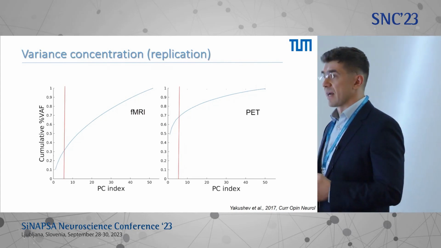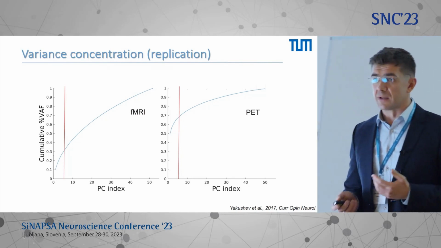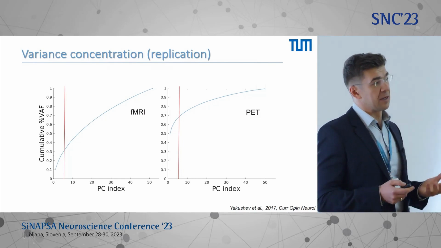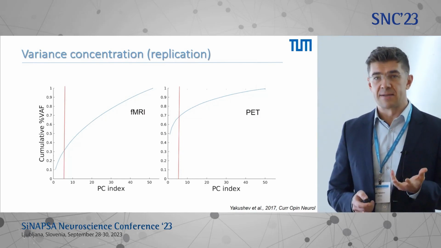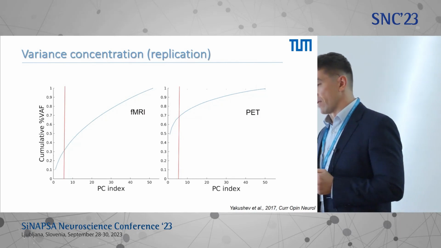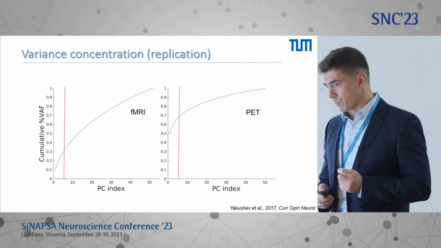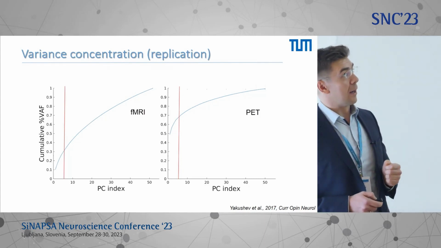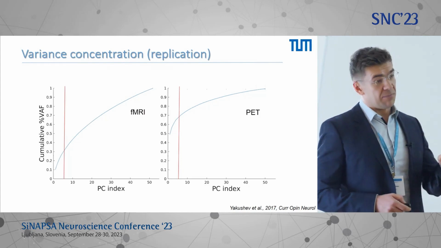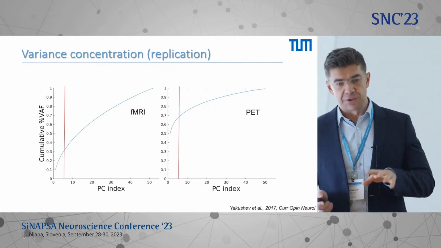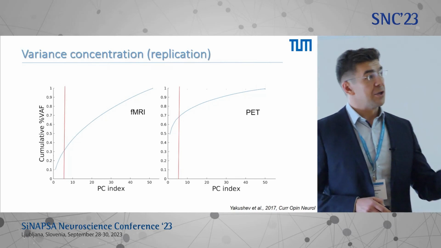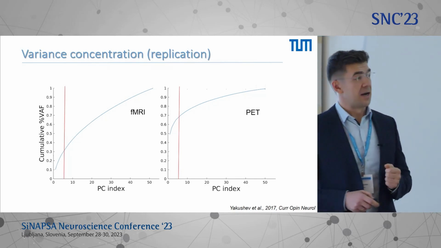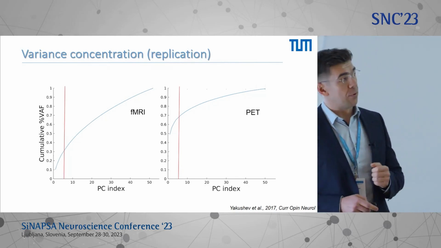It means that there is a higher variance concentration in FDG PET data as compared to BOLD fMRI, which is typically translated into a higher statistical robustness of PET data. And this is very important for replication. So if you find a difference in one sample and you want to replicate it in another sample, your chances to do this are much higher for PET than for fMRI.